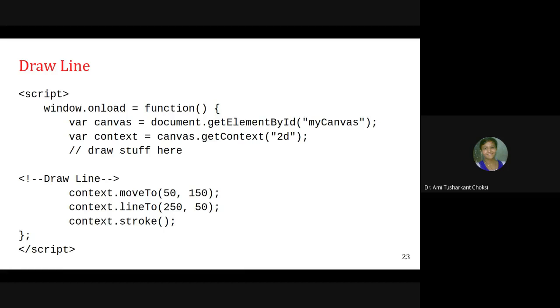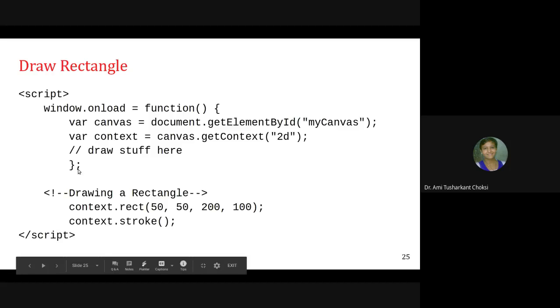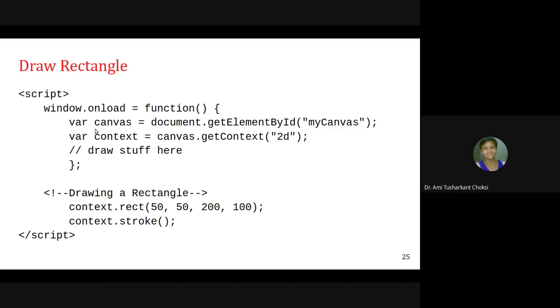How will the line look? It is this way, right? So let us proceed further. We want to draw the rectangle. This also we have seen once, right? What is the code inside this?